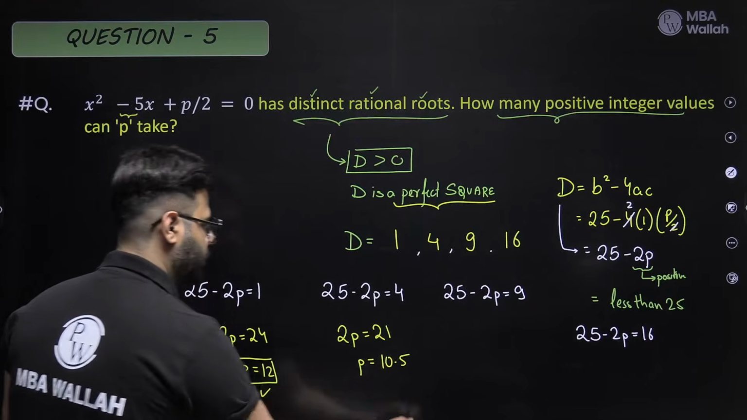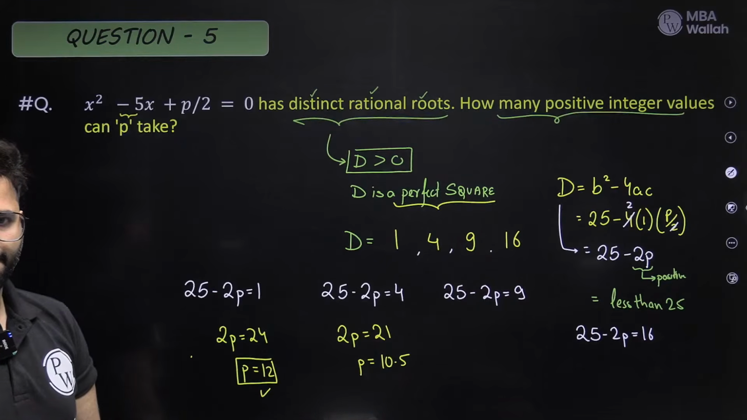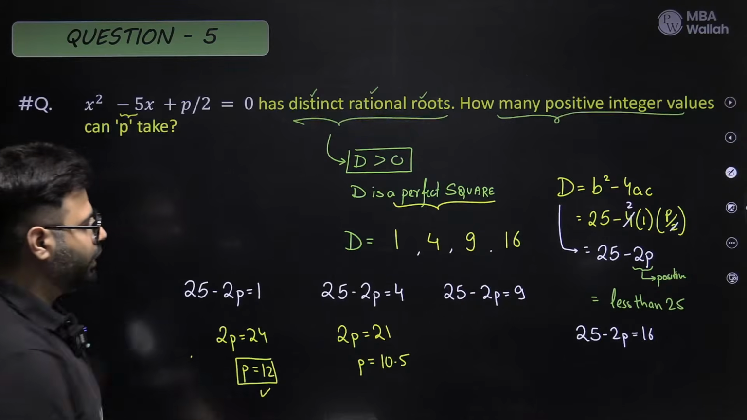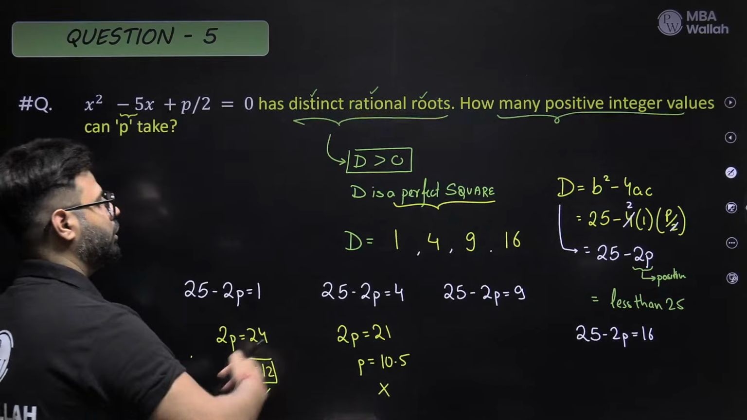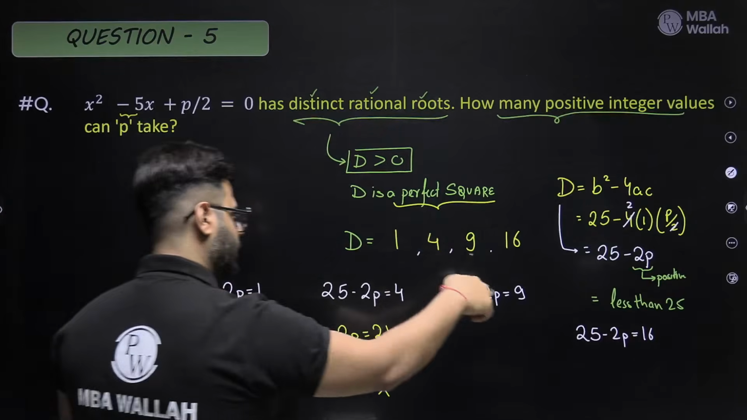Is this allowed? Is this allowed, guys? Why is this not allowed? Because this is not an integer. So we are not going to go ahead and randomly say there are 4 possible values of p. No. Now we'll solve this.